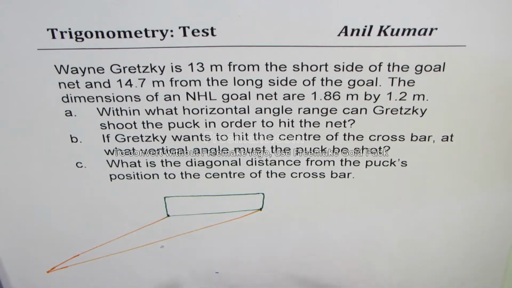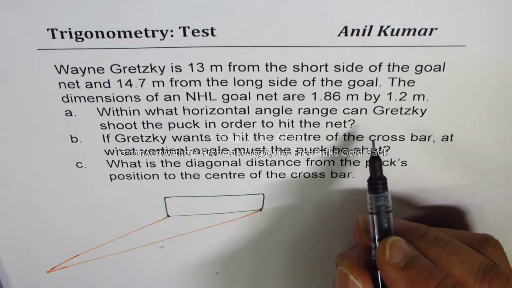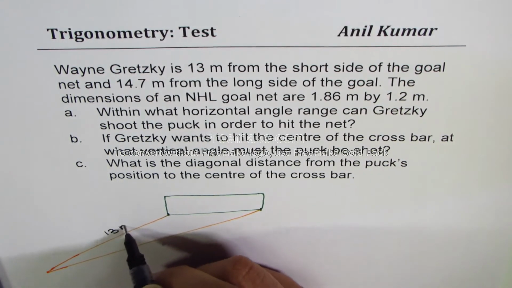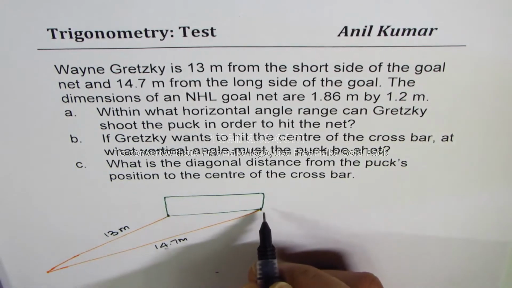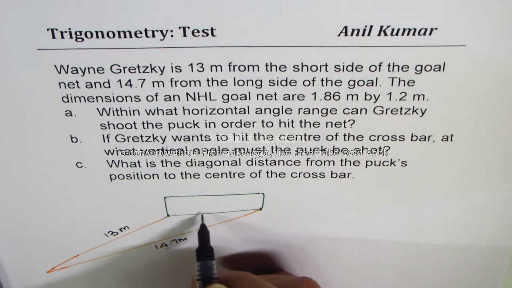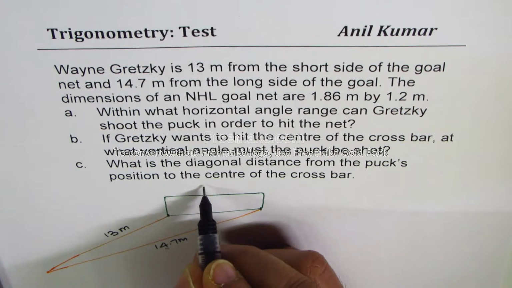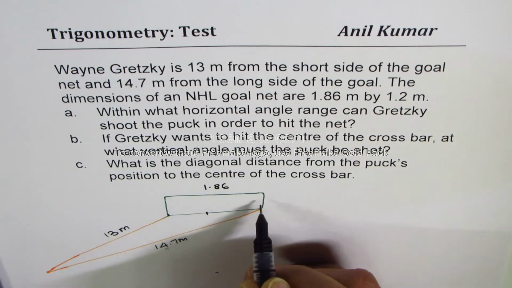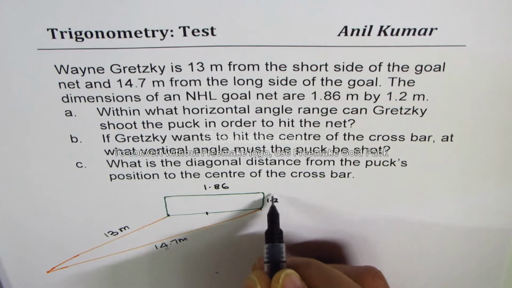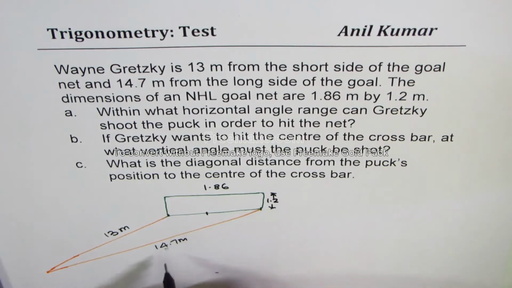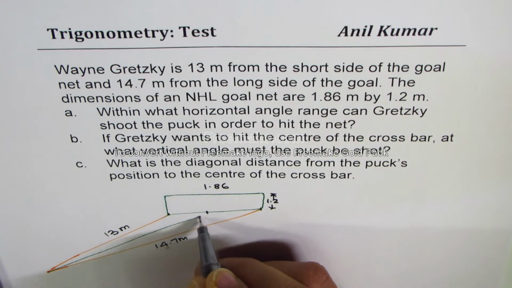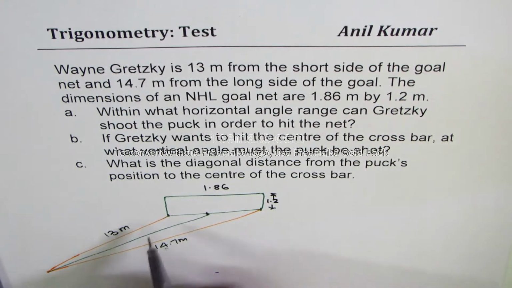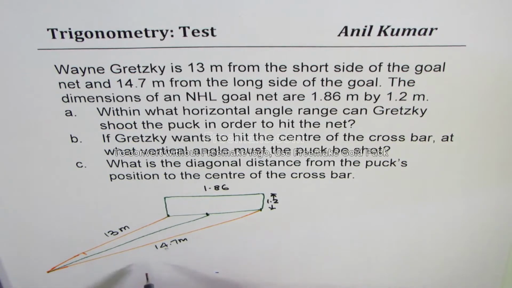What we are given here is these dimensions. From one side it is 13 meters, so this is 13 meters. From the other side it is 14.7 meters. This length of the goal is 1.86, and the height is 1.2. All these dimensions are in meters. It is important to find the center distance also, so let me just connect this. Remember, in this situation these angles are not equal.